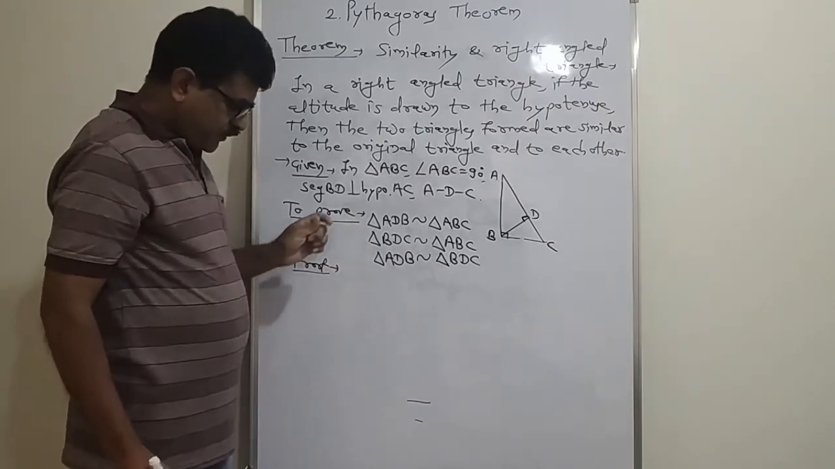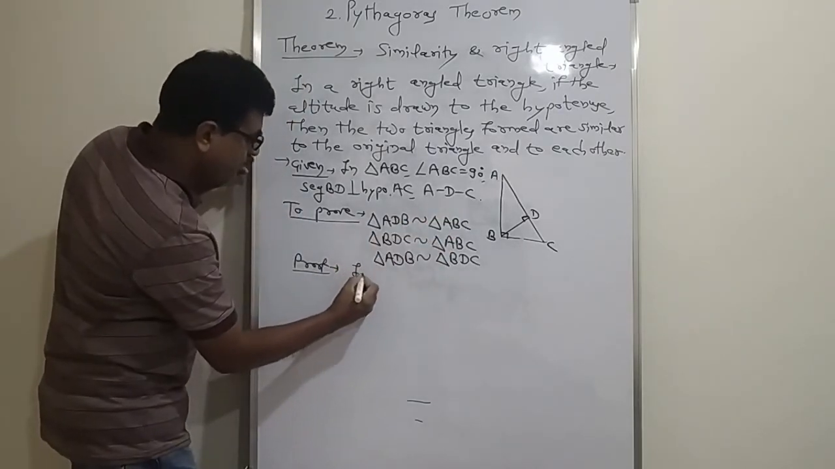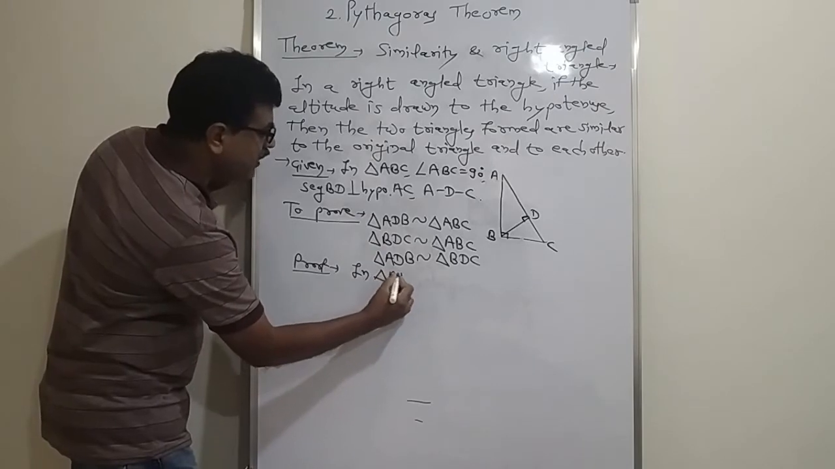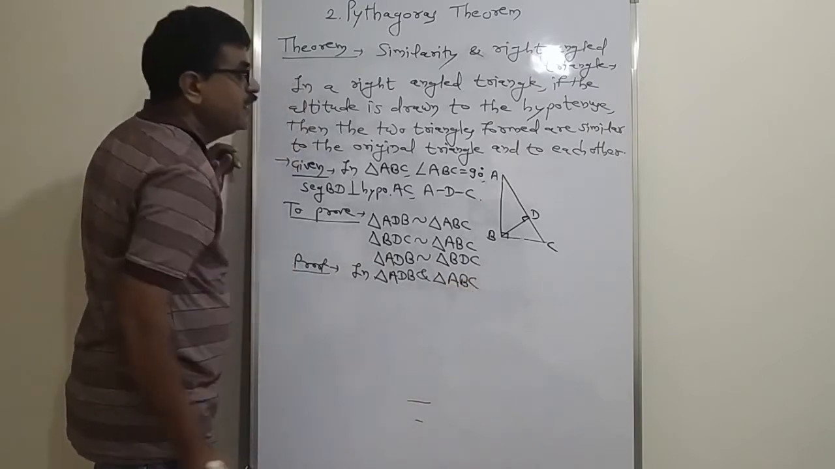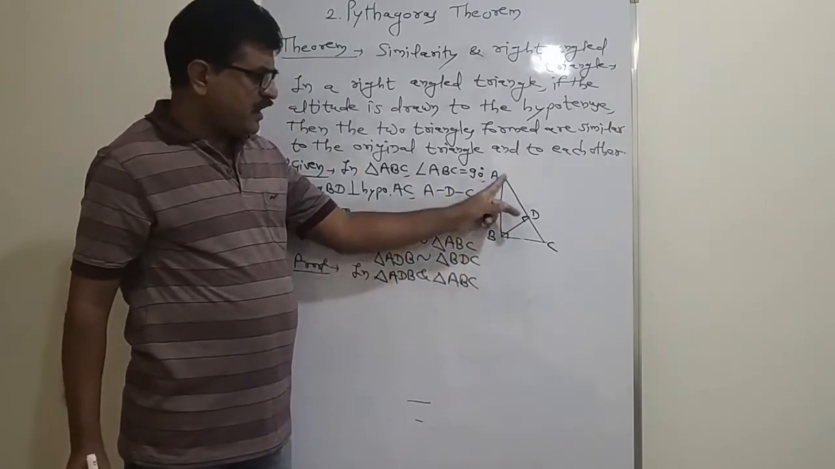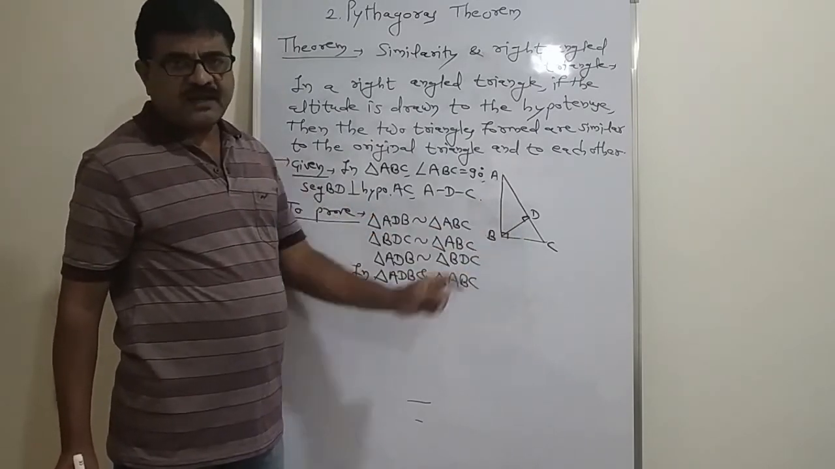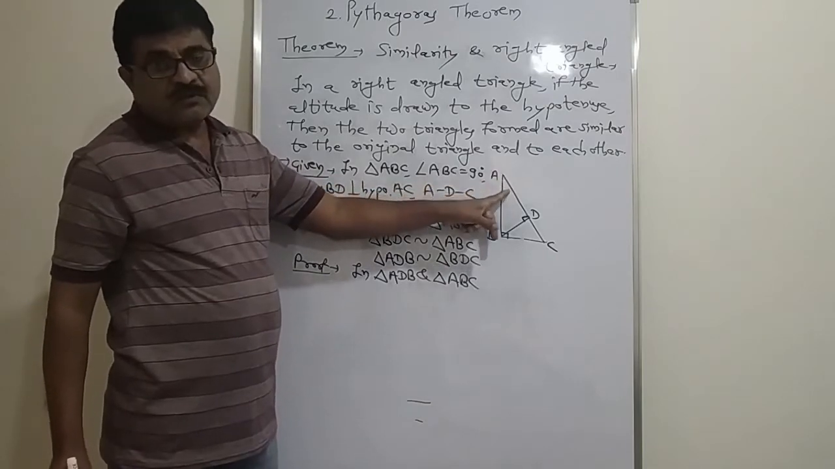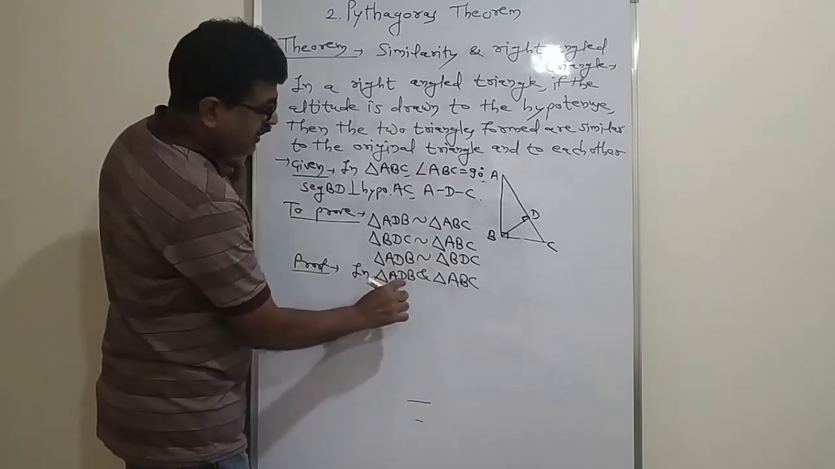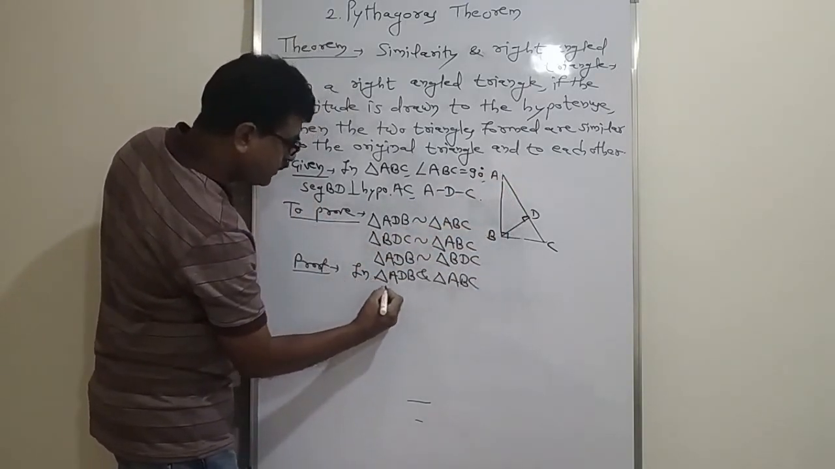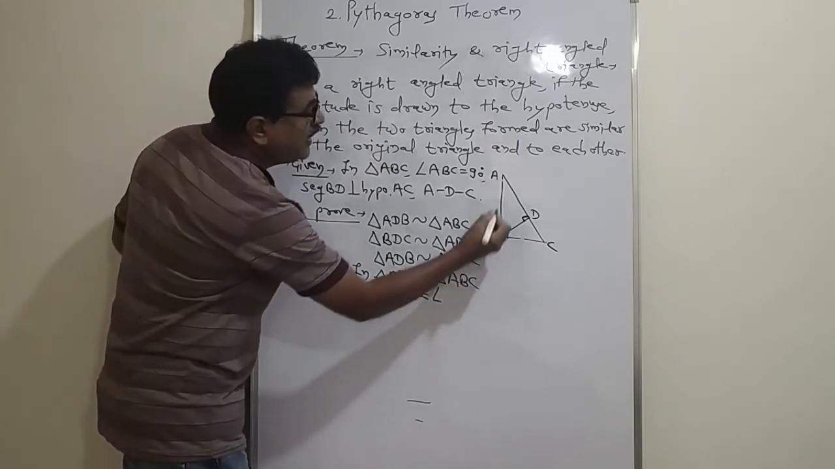Now first write down. First we have to show this in triangle ADB and triangle ABC. Here in triangle ADB and triangle ABC, these two angles are congruent because each is 90 degrees. This is a common angle. Therefore, angle ADB is congruent to angle ABC.